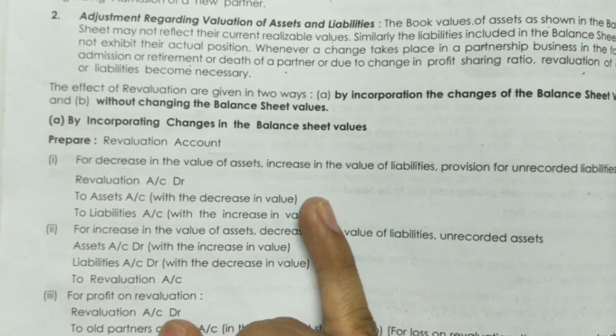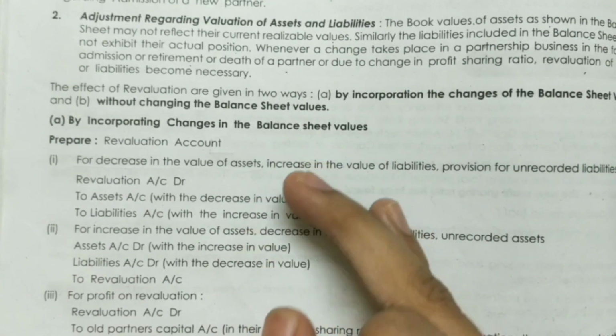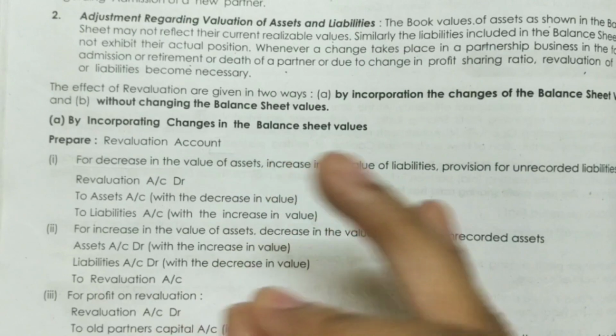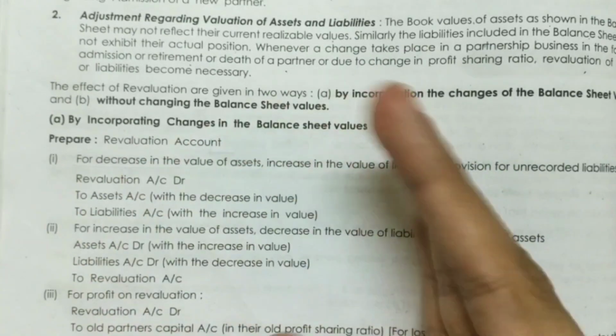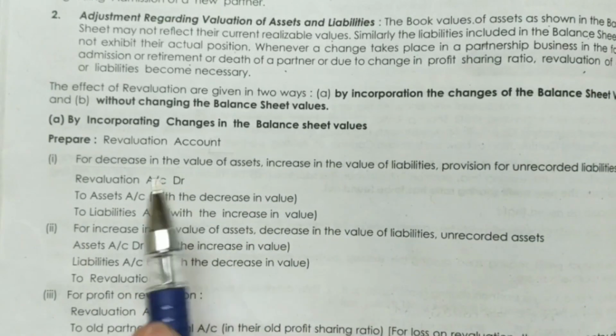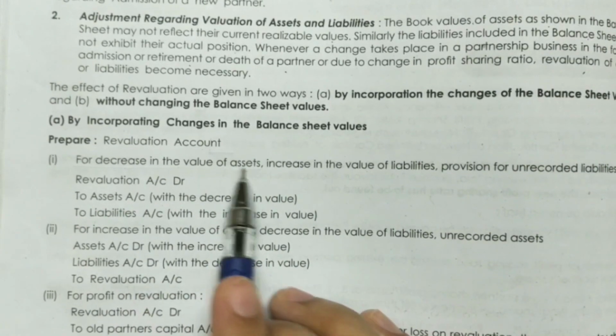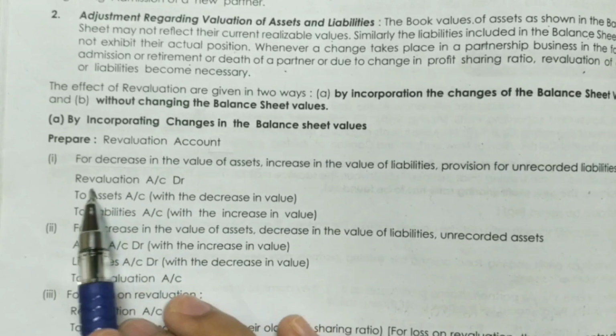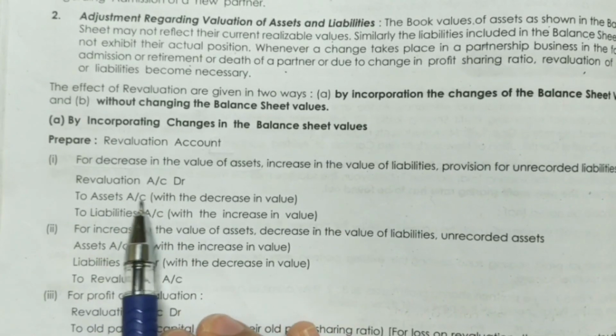So let's see the journal entry for decrease in the value of assets. What we do is pass revaluation account debit to asset account. If the value of an asset is going to decrease, then we have to pass the journal entry revaluation account debit to asset account. If the value of a liability is going to increase, then we have to pass the journal entry revaluation account debit to liabilities account.